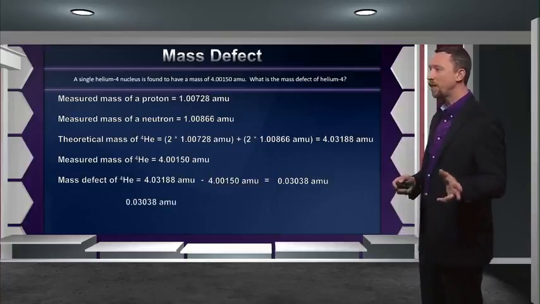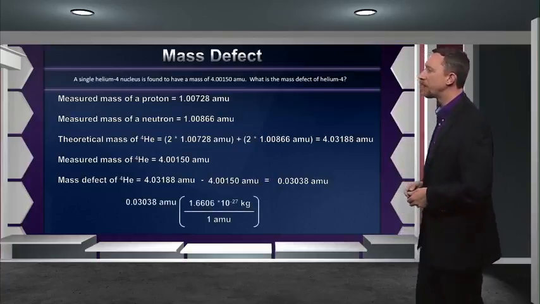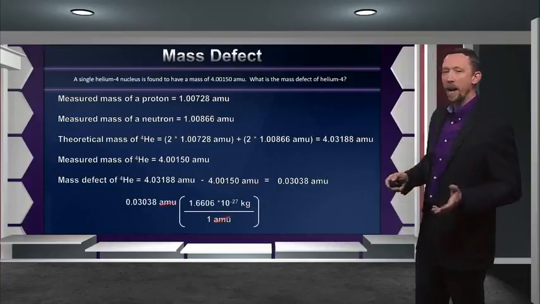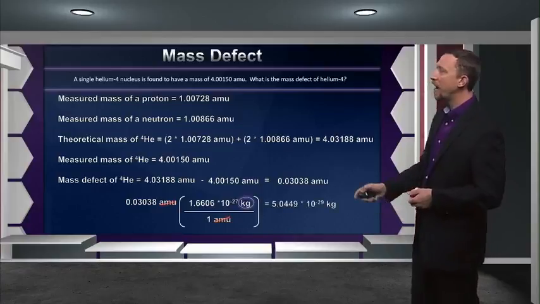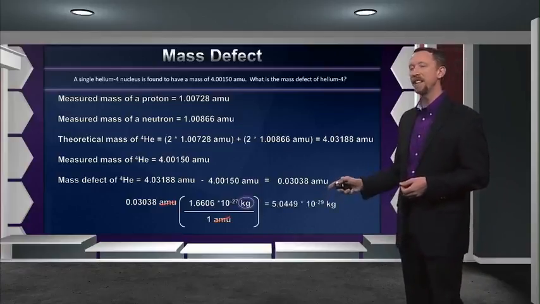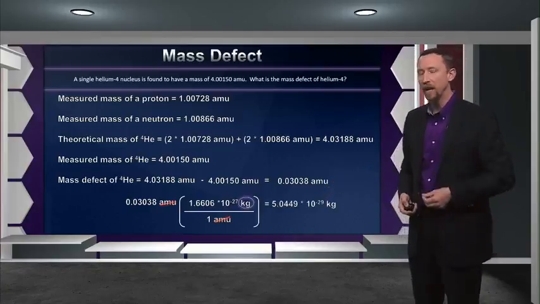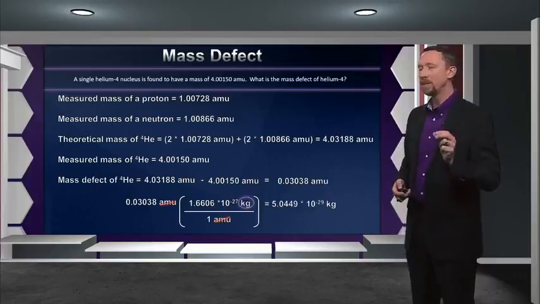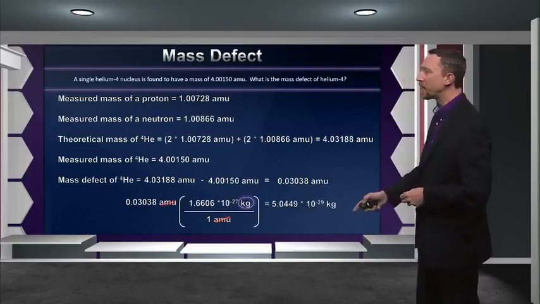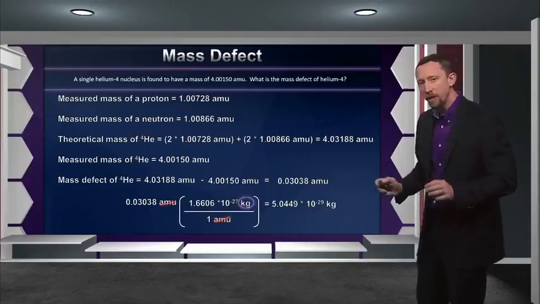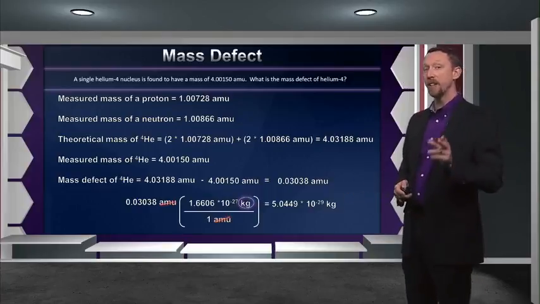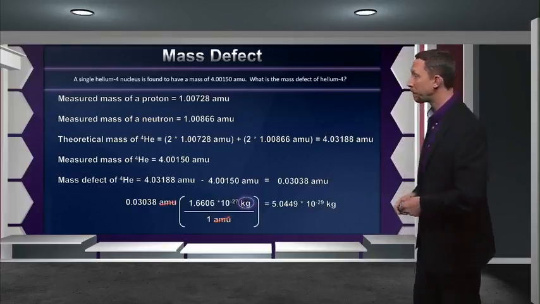So let's take that 0.03038 atomic mass units and convert it into, say, kilograms, something that we're more familiar with. We're talking about a mass defect of 5.0449 times 10 to the negative 29th kilograms in one atom. Now, we'll see later why we want to do this in the first place, but this is actually a very, very useful number to have as long as we have Einstein's equation to go along with it.